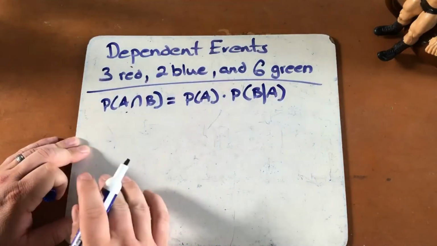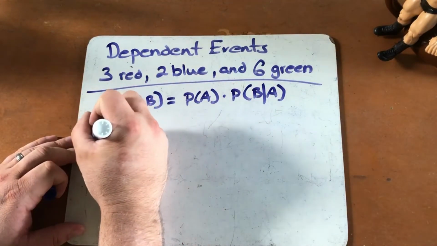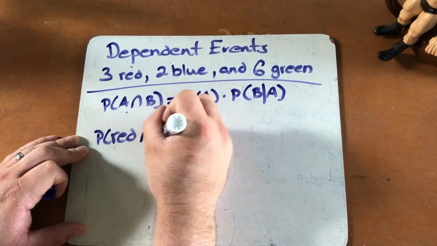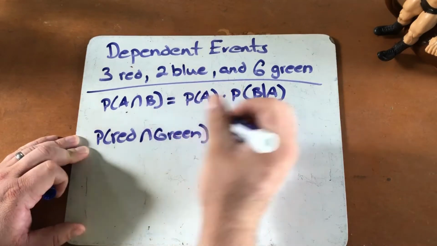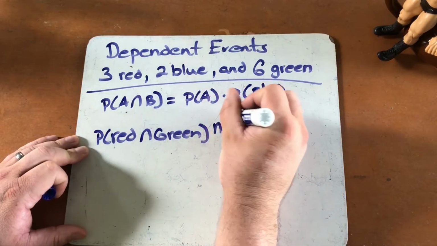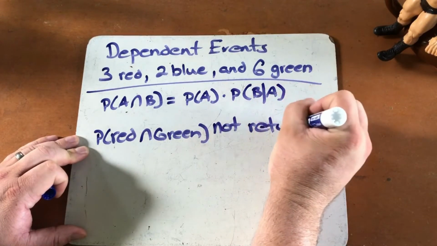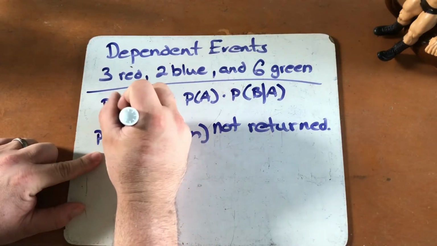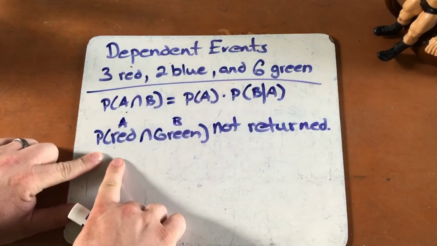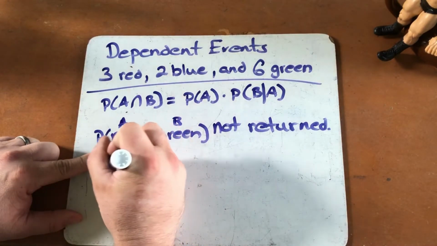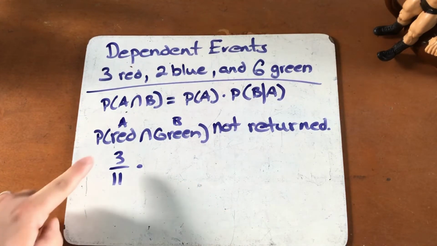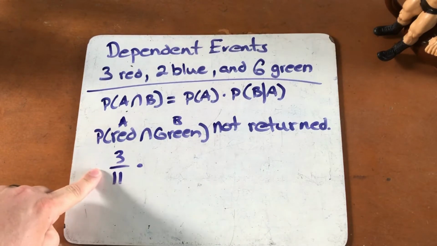So using this same bag of marbles, let's say I'm trying to find the probability of a red marble and then also a green marble, and then we're told that the first marble is not returned. All right, so if the first marble is not returned, the probability of the first event A is the probability of my first marble. So it's still 3 out of 11. Now, when we do the probability of a green one, we're basing this on the fact that the first marble drawn is a red marble.